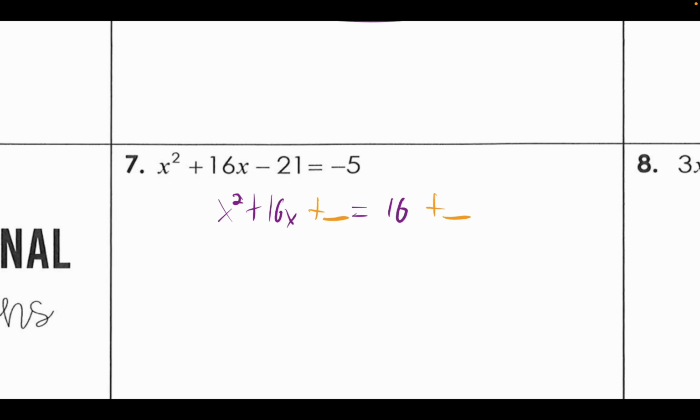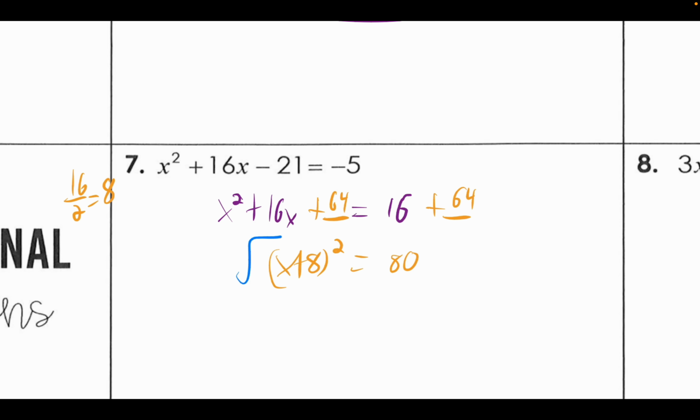I do not have to divide by anything since a is already 1, so 1x squared. And on the blank, I'm going to do 16 over 2. Half of that is positive 8. And I square that and I get 64. The left side factors into (x plus 8) quantity squared, while the right side just turns into 80.